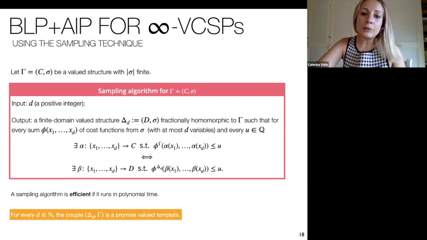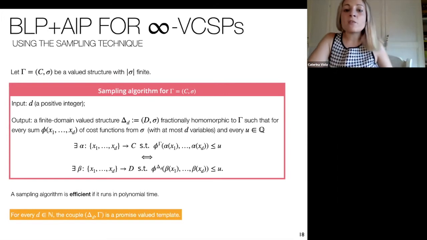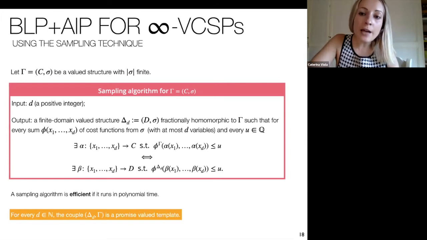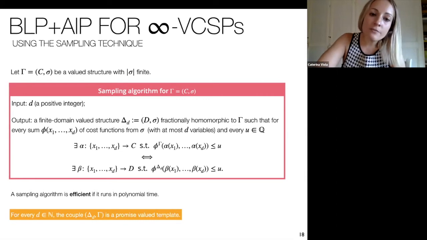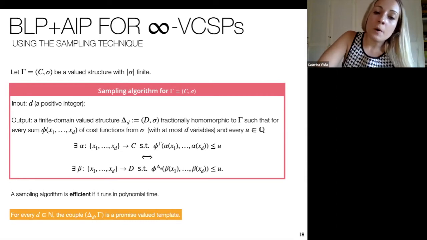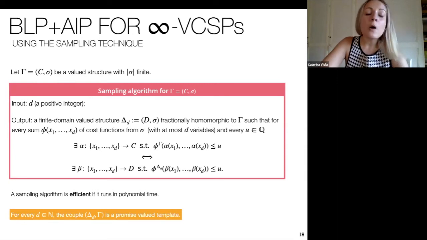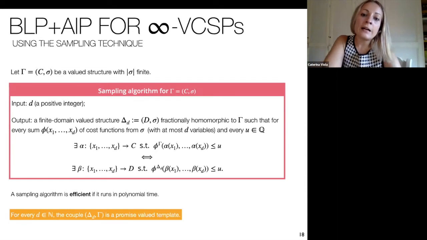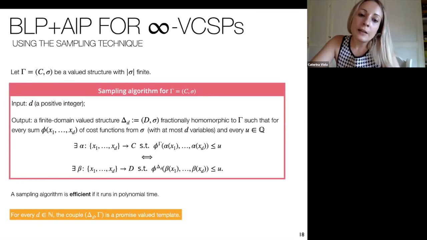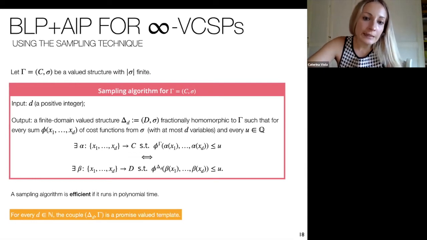delta D with domain D and having the same set of cost functions, that is fractionally homomorphic to gamma, and such that for every sum of cost functions from sigma with at most d variables, and for every threshold u, we have that there exists an assignment for the variables with values in the domain C, such that the cost in the valued structure gamma is at most u, if and only if there exists an assignment for the variables with values in the domain D, such that the cost function phi has cost at most u in the valued structure delta D.